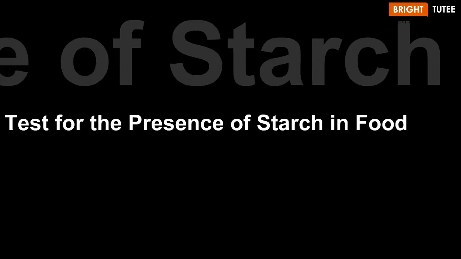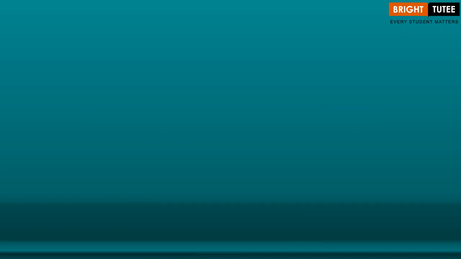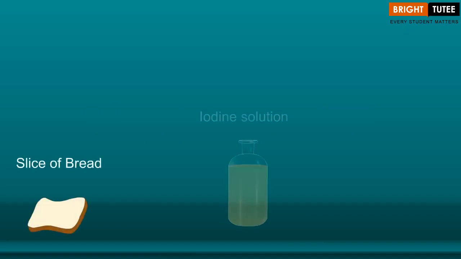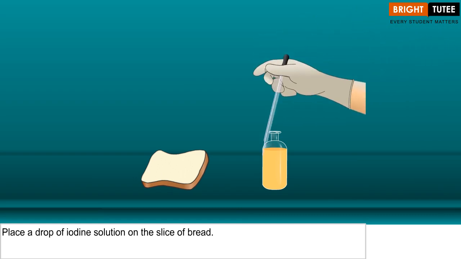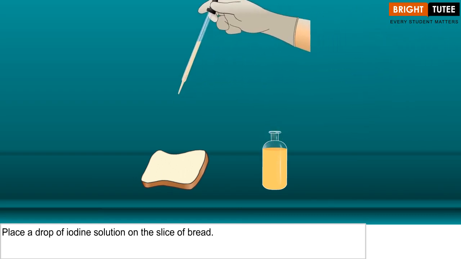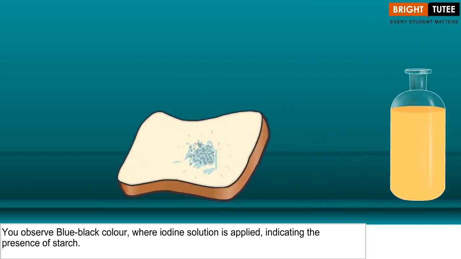To test for the presence of starch in food. Materials required: slice of bread, iodine solution, dropper. Method: place a drop of iodine solution on the slice of bread. You observe blue-black color where iodine solution is applied, indicating the presence of starch.